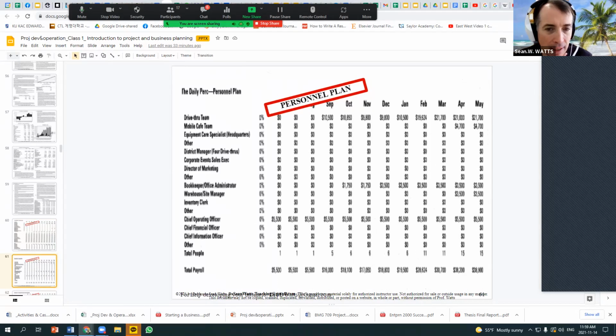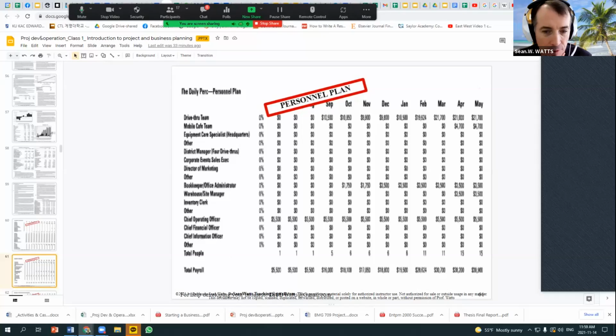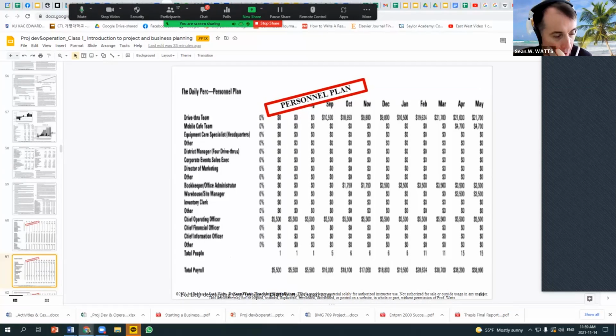Personnel plan, same thing. The first month, maybe you only need to hire one person. Maybe after 3 months later, you can hire another person. And then another month, you can hire another person. You don't need to hire 100 people all at once.